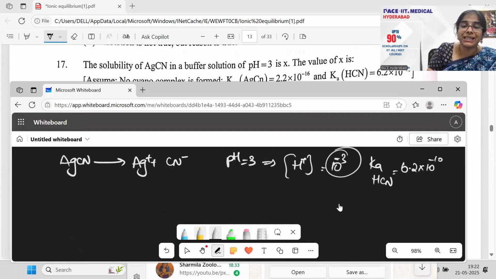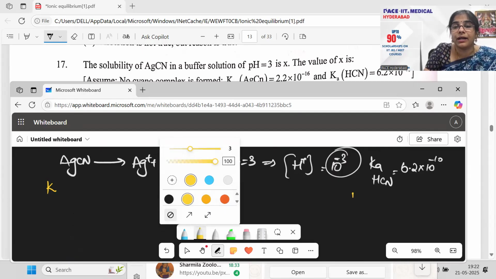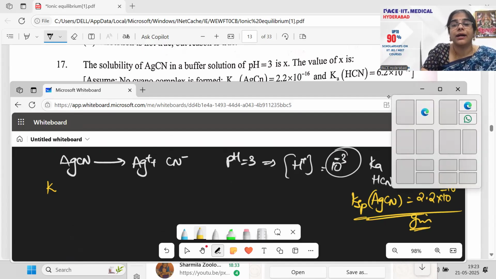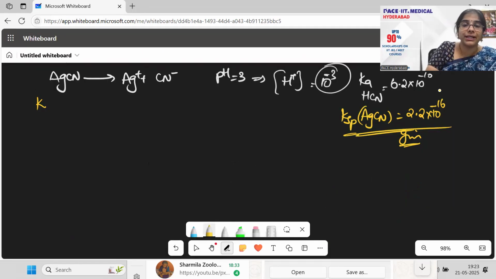So what will be my Ka? Accordingly, I have to write Ka if I have to write, and AgCN, ये भी information लिख लेंगे पहले. This one, KSP of AgCN. AgCN is a salt. Salt के लिए तो solubility product रहेगा, is 2.2 into 10 to the power minus 16. ये सब given है हमारे लिए. Okay, पूछा क्या है, value of x पूछा, solubility of AgCN is x करके बोल रहे हैं. Okay, let us find out.